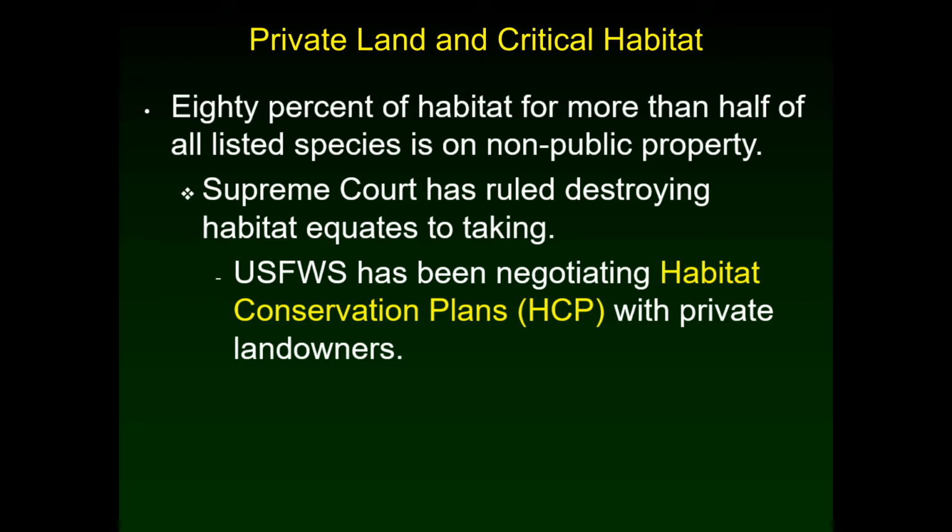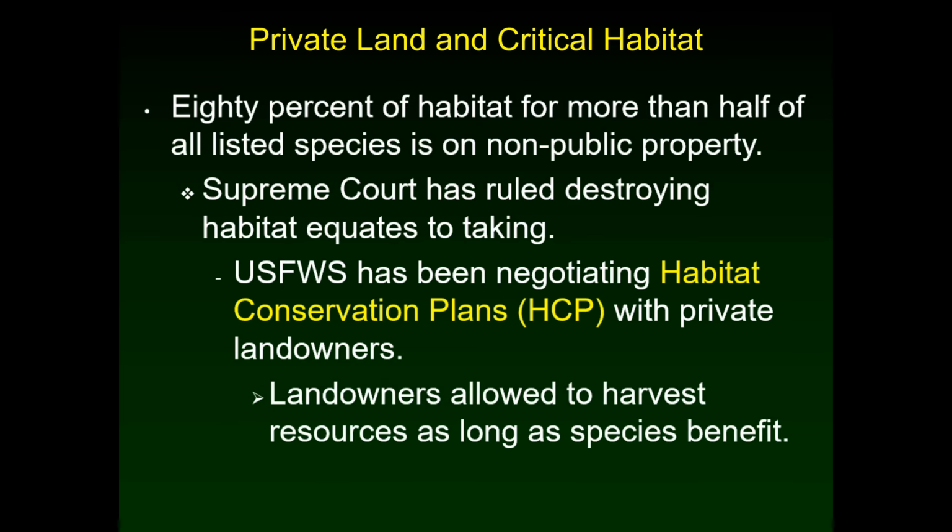The U.S. Fish and Wildlife Service has been negotiating habitat conservation plans with private homeowners. Usually what it does is it says don't do anything with this section of property and we'll give you tax breaks, or, you know, there's a benefit to it, right? It's difficult to tell somebody, no, you can't do anything with this portion of the land that you own, but you still have to pay taxes on it. So they end up coming to some sort of deal that allows that property to remain intact. Landowners are allowed to harvest resources as long as species benefit.